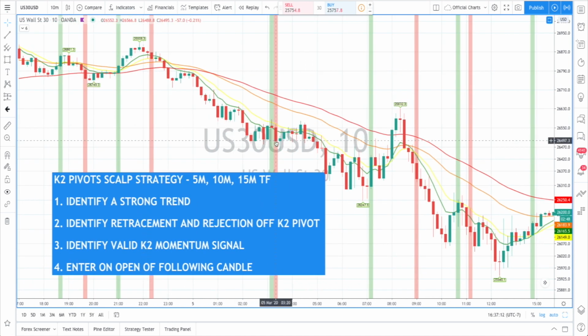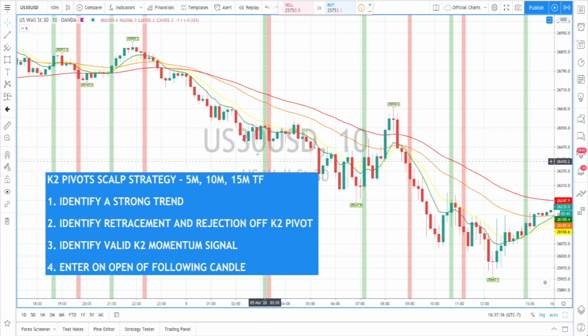But right here, this would be valid because we have a sell signal with a red bearish candle. So in the situation right here, we've met all three requirements. For one, we've identified a strong trend downwards. For two, we've identified a retracement and rejection off the K2 pivot right over here. Price retraced up and rejected off level 2. Lastly, we've identified a K2 momentum signal. So as you can see right here, we have a valid entry. We can enter on the open of the following candle. So let's put a short position right here.